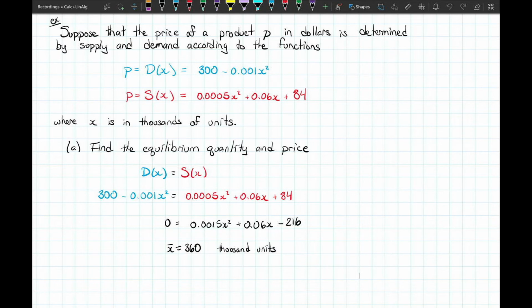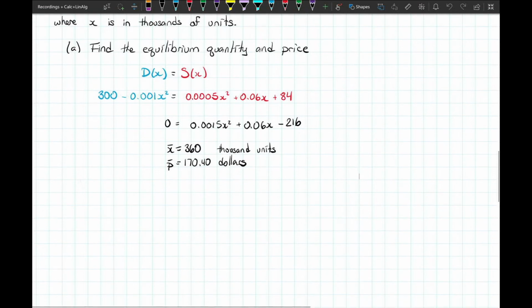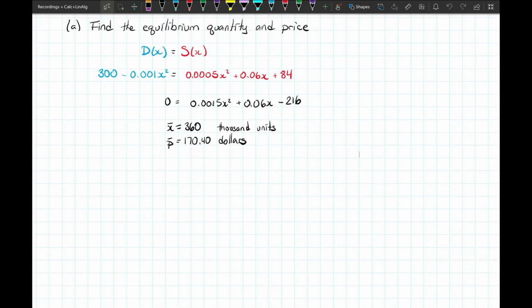Once we've got that equilibrium quantity, we can plug that x bar of 360 back into either demand or supply. It might not even be a bad idea to plug it back into both and make sure they come out with the same price. Now price is in dollars. We should end up getting our equilibrium price equal to $170.40.